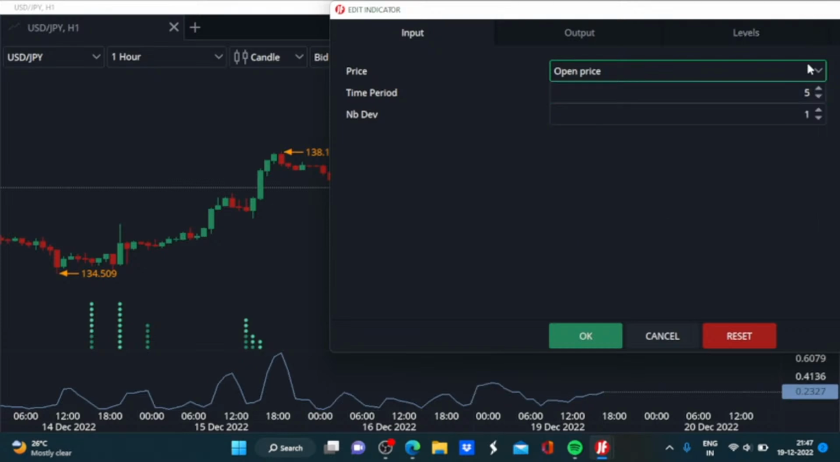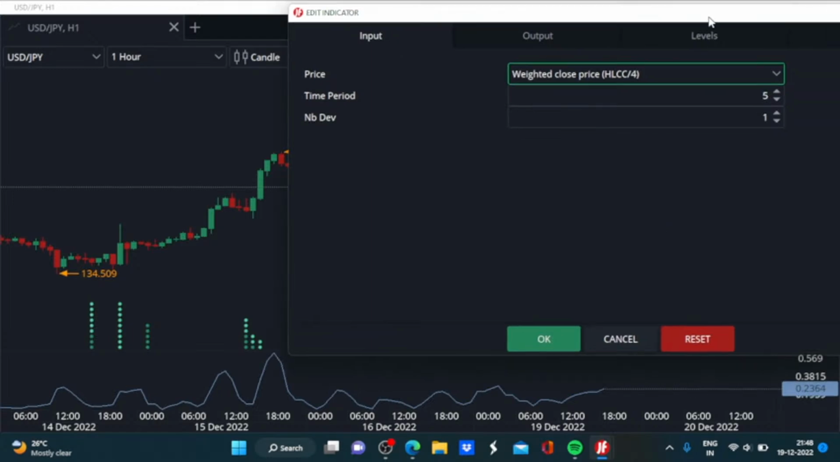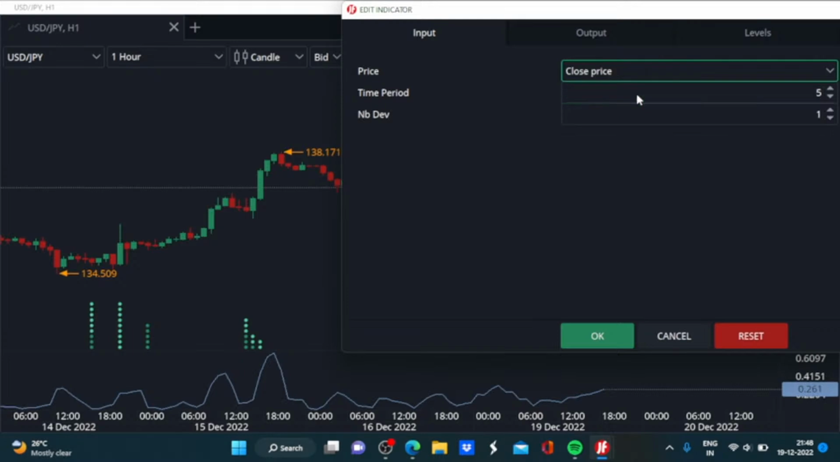There is a slight shift as I applied open price. Now if I use high price, again the plot has shifted. Low price, there is a difference. Median price, typical price, weighted close price. So all these customizations are possible with this indicator. Now I will revert back to the close price. So you should try out all these options and see what is the best fit of the applied price for your requirement, and using that, then you can try to figure out the opportunities.